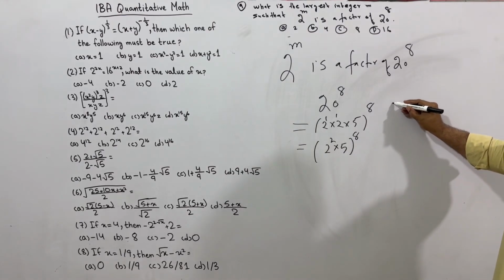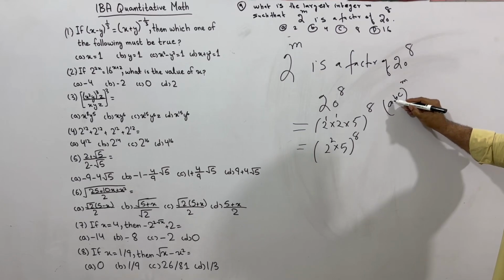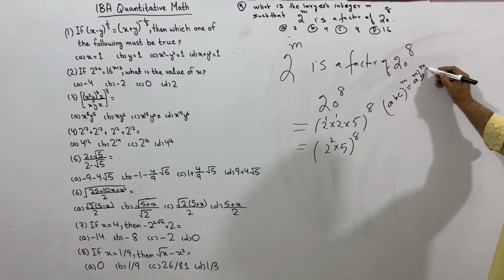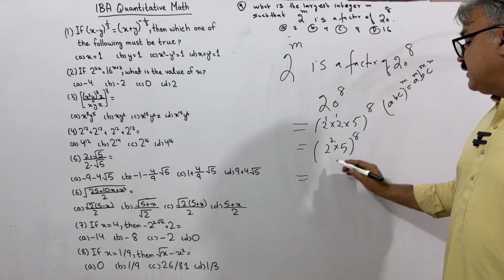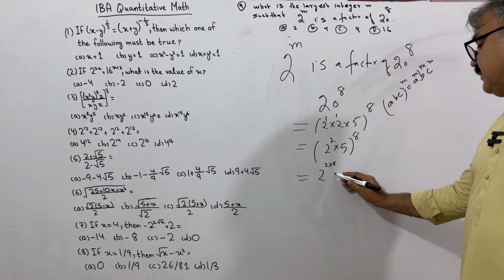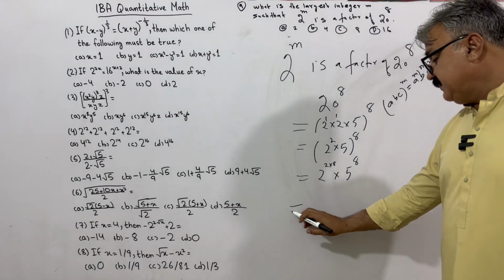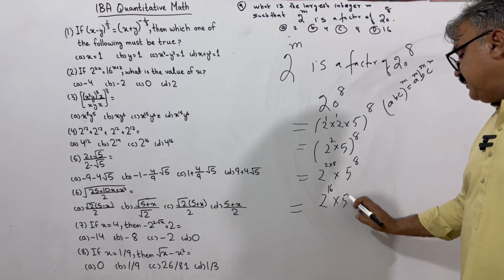Now, by the same exponent rule, (ABC) raised m, where there is no middle symbol between them, I can distribute the power: A raised m times B raised m times C raised m. So this can be written as a power having another power: 2 raised 2 times 8, times 5 raised 8. So 2 times 8 is 16, so 2 raised 16 times 5 raised 8.